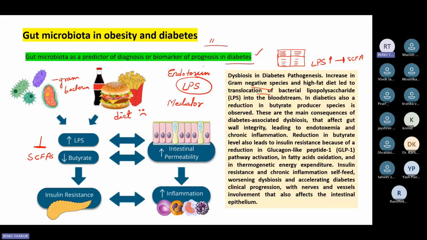So if LPS increases, because you already have a bad amount of bad bacteria in your gut, they will not allow your metabolic machinery to synthesize butyrate, that is the short chain fatty acid, and ultimately you will be facing insulin resistance. No insulin will work in your body. So what does insulin do? Insulin converts the excess of glucose into glycogen, so that it can be used whenever your body is in fasting mode.